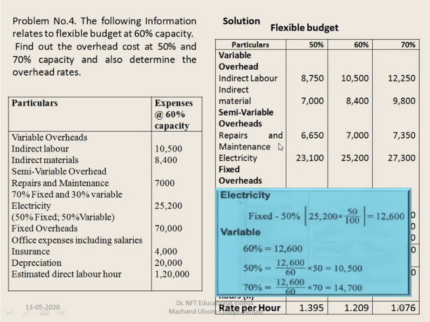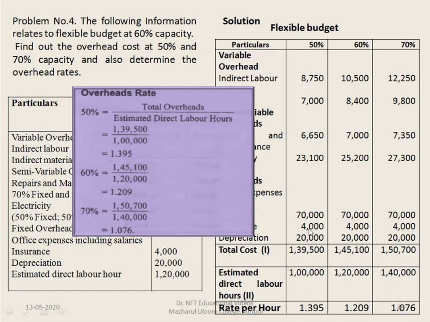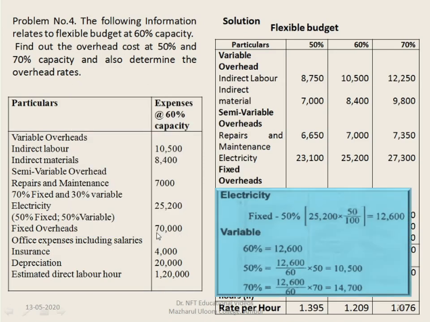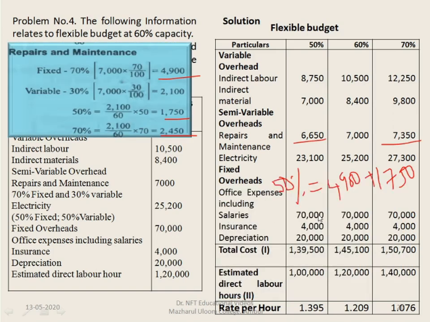Next is fixed overheads. Office expenses including salaries and insurance is given. So office expenses, whatever is given, you have to take as it is. 70,000, 70,000, 70,000, because it remains constant. The same way, office expenses also 4,000, 4,000, 4,000. Depreciation is also constant, so 20,000. All these are fixed expenses.